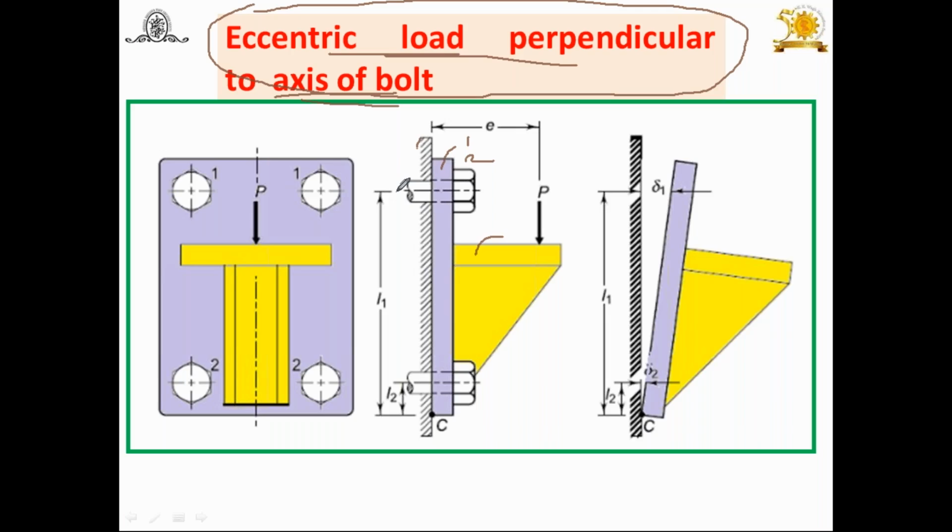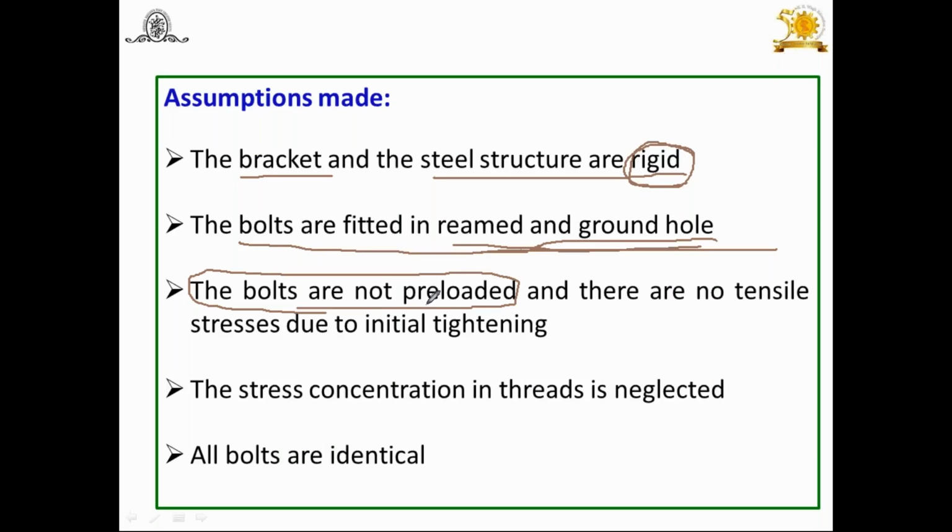Then the third one, bolts are not preloaded. Try to understand. Generally, when you tighten the bolt initially, when you rotate it by 1.5 turns, you will find preloading of the bolt. But we are not going to consider or assume this case. Bolts are not preloaded, and there are no tensile stresses due to initial tightening. This is the assumption. We are not going to take into account tensile stresses due to initial tightening. That means no tensile stresses.